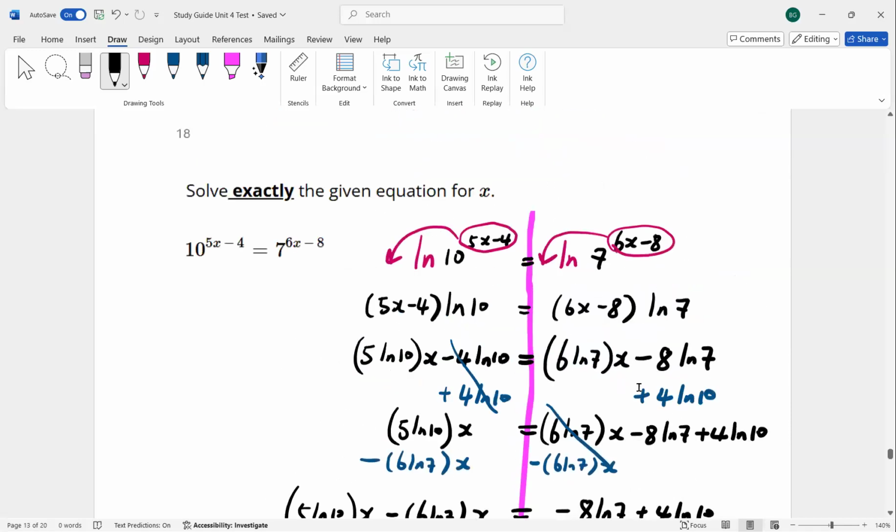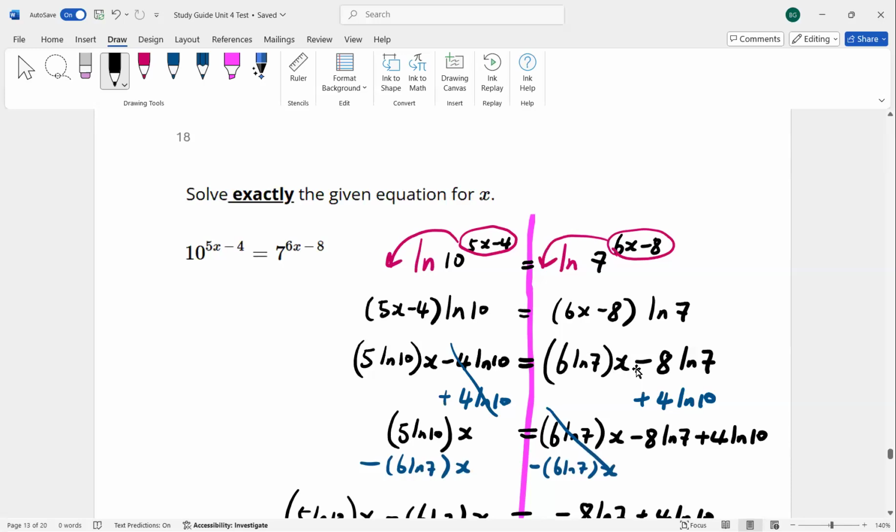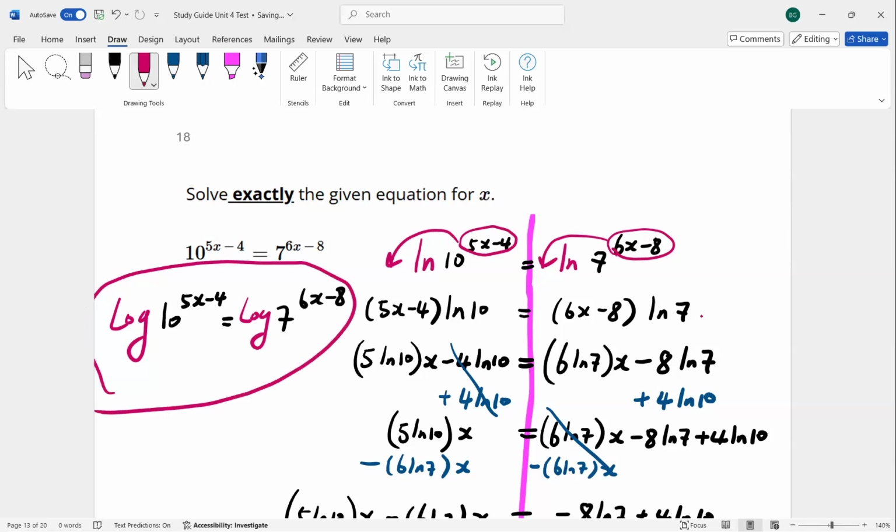If at the very beginning what we had done was to use a common log instead, log with base 10, we might have saved a little bit of energy because log base 10 of 10 is going to be 1. But with ln, it's not that bad either. So your answer is not unique. Let's see if we have time later to come back. If we have time to come back, we can do it again.